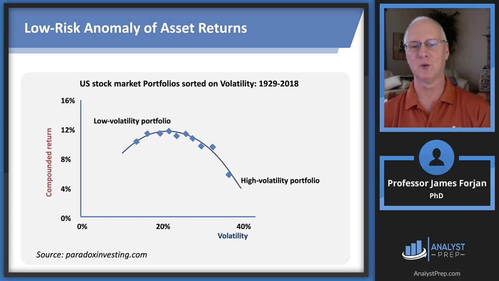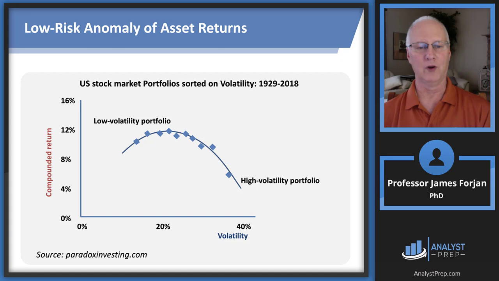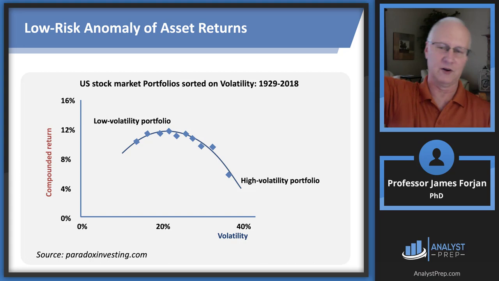So think about it. You have 40% volatility versus 20% volatility. No matter how you do it mathematically, that's about twice, right? And you get about three times the compounded return. Now, of course, you have to be a little bit sensitive to that time period. Look, 1929 all the way to 2018. It's not quite 100 years, but it's almost 100 years. And what's happened in that time? We had stock markets crashing, surging, crashing, surging, crashing, surging.